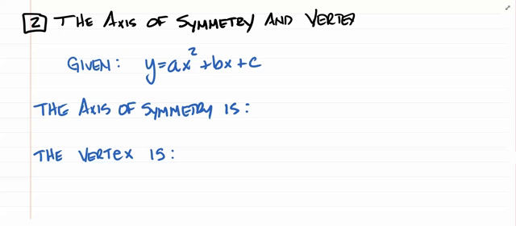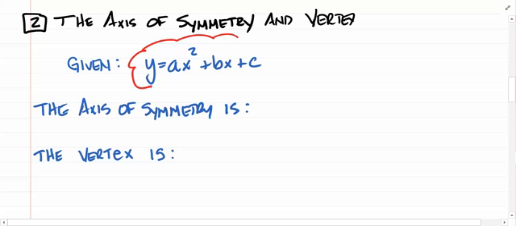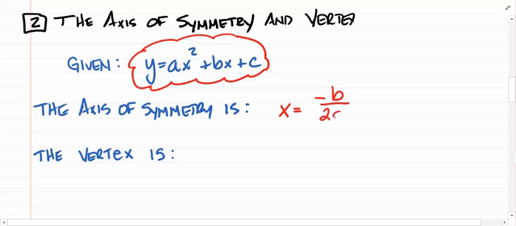Okay, box number 2 is the big picture box here, the axis of symmetry and the vertex. So if you're given ax squared plus bx plus c, any quadratic that looks like this, the axis of symmetry is always going to be the line x equals -b divided by 2a. It will always be this.